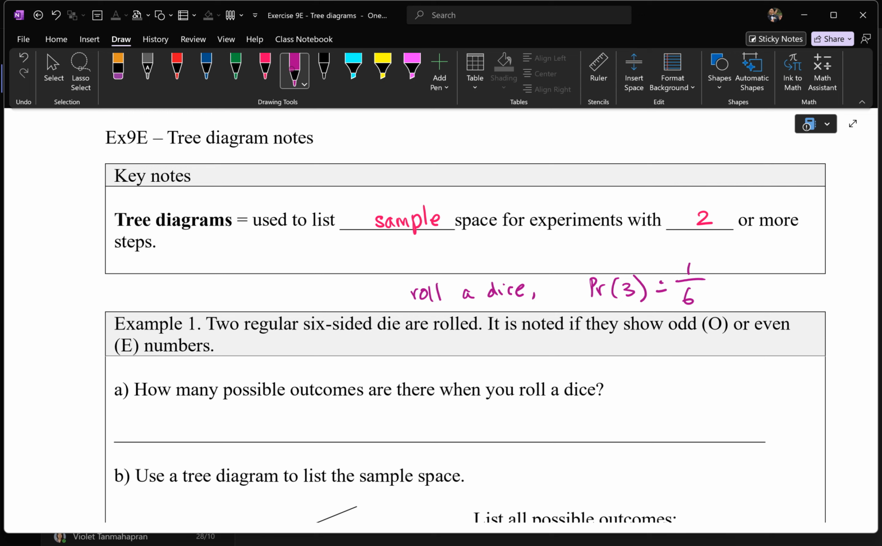This is called a one-step problem. So most of us can do that. That's one of the first exercises, 9A. Yeah, so if you do 9A, that's part of your homework down as well. So 9A, probability of 3, easy.